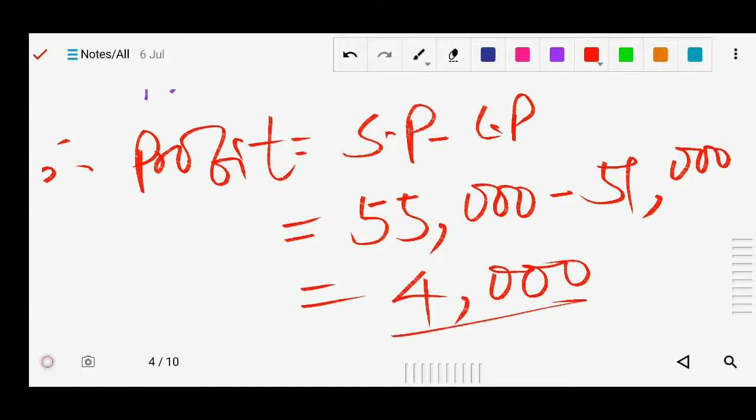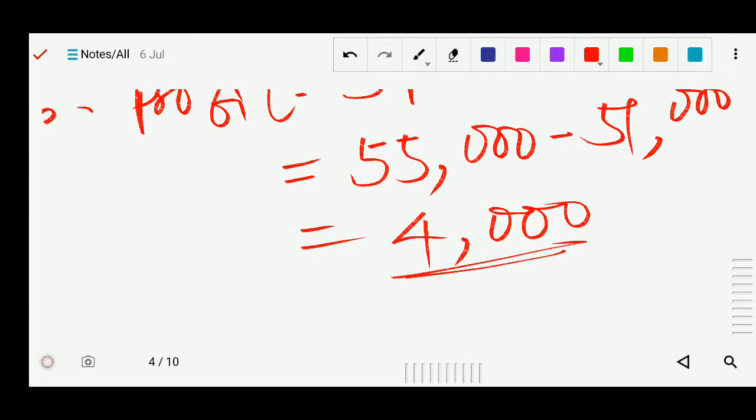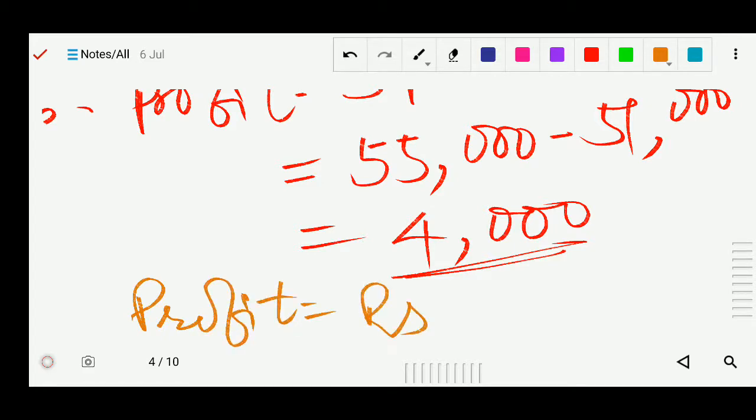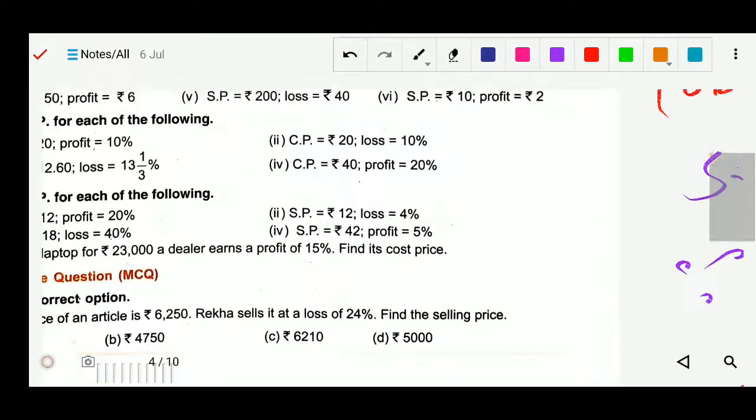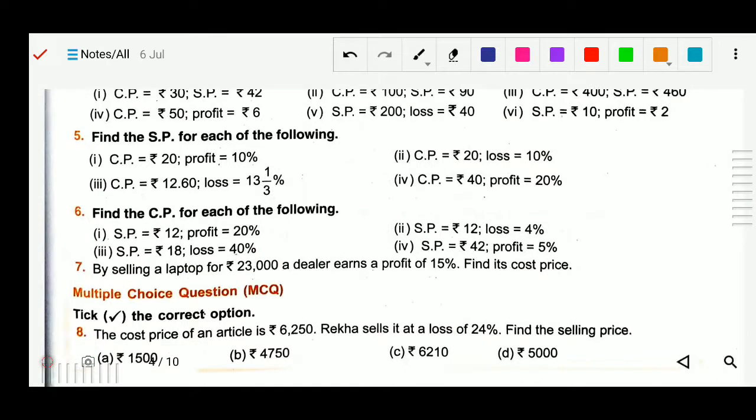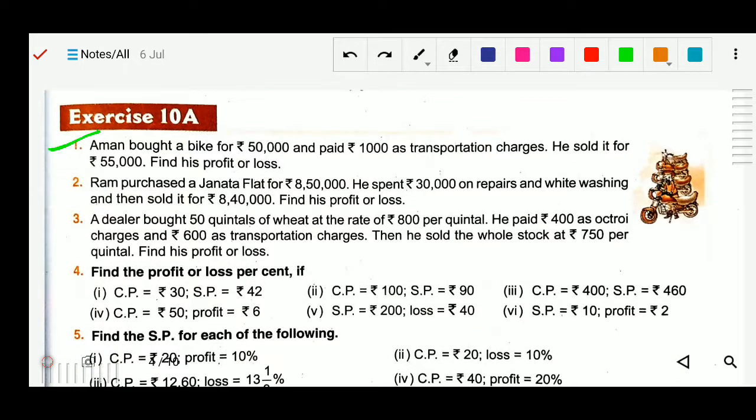So what is this 4,000? It's the profit. So profit equals rupees 4,000. So this is your answer. Okay, understood? Now the next question we will do.